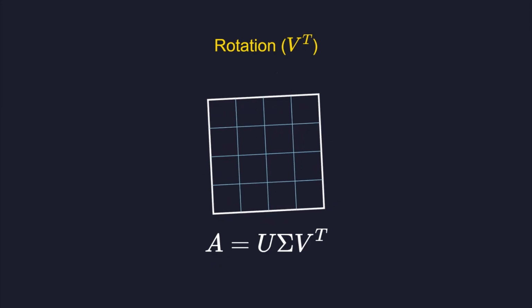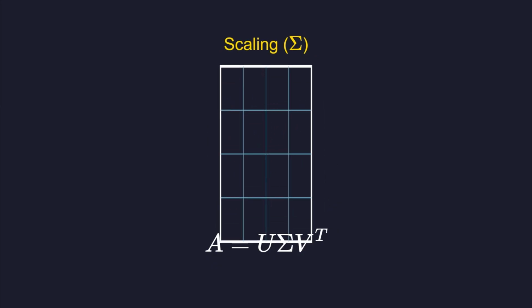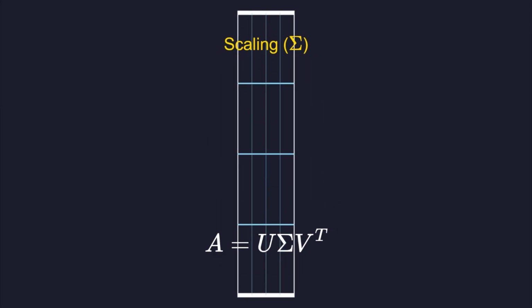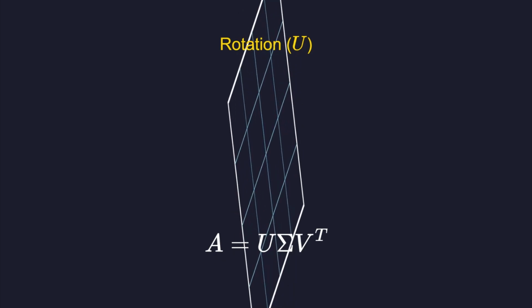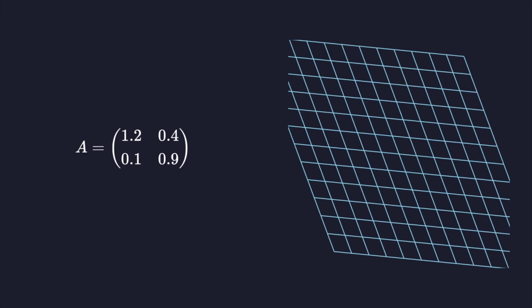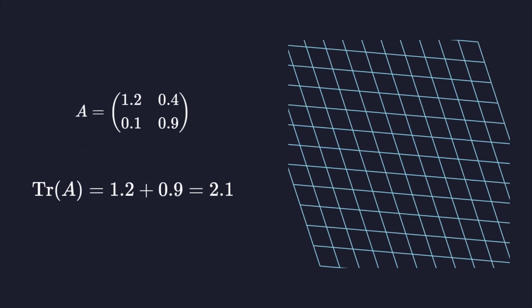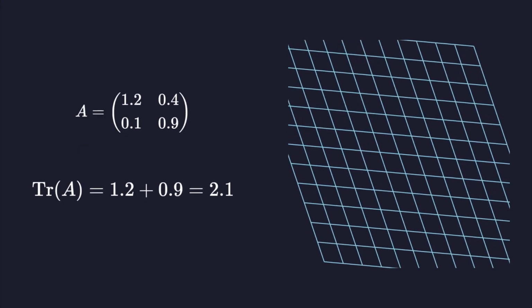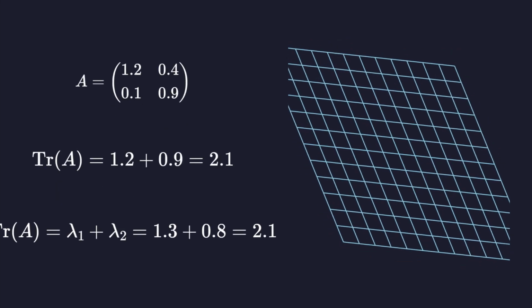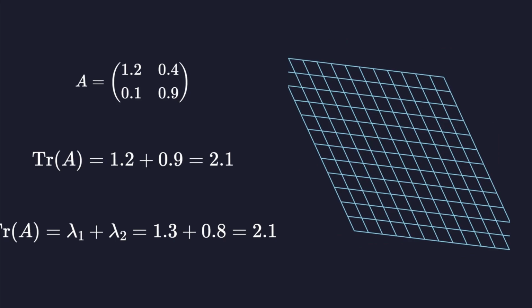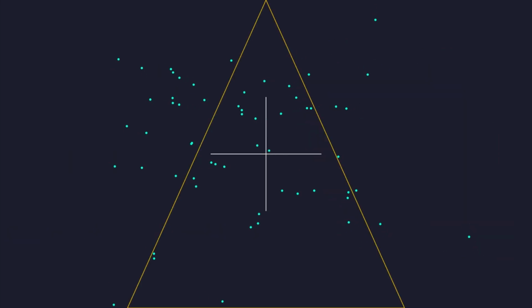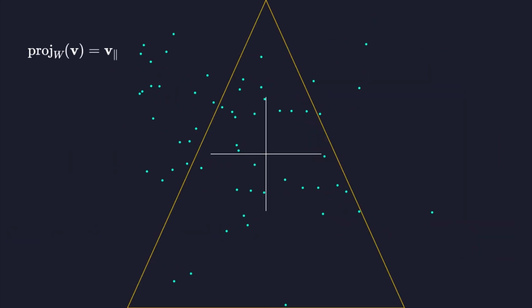Singular value decomposition proves that any matrix transformation can be broken into 3 steps: a rotation, a scaling along the axes, and another rotation. Every complex warp is just a sequence of these basics. The trace of a matrix, the sum of its diagonal elements, is also the sum of its eigenvalues. It provides a quick measure of the total stretching happening across all dimensions simultaneously.